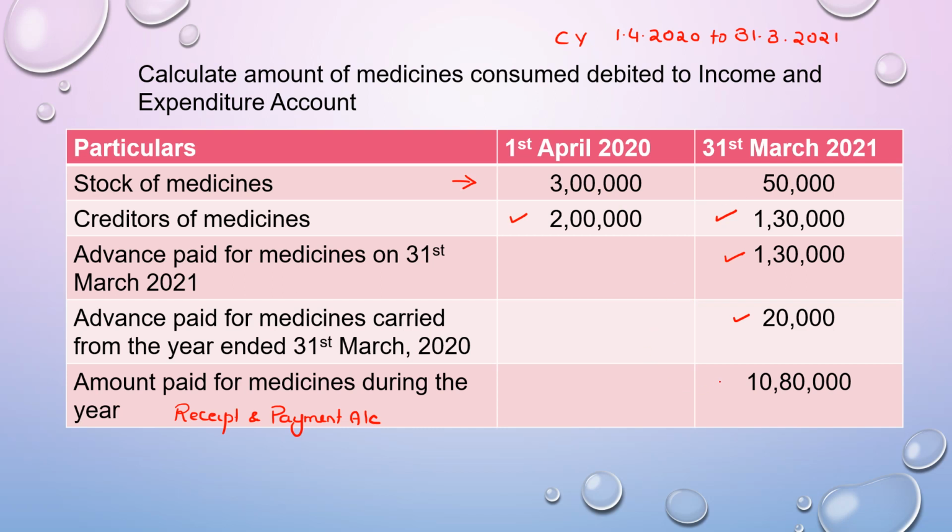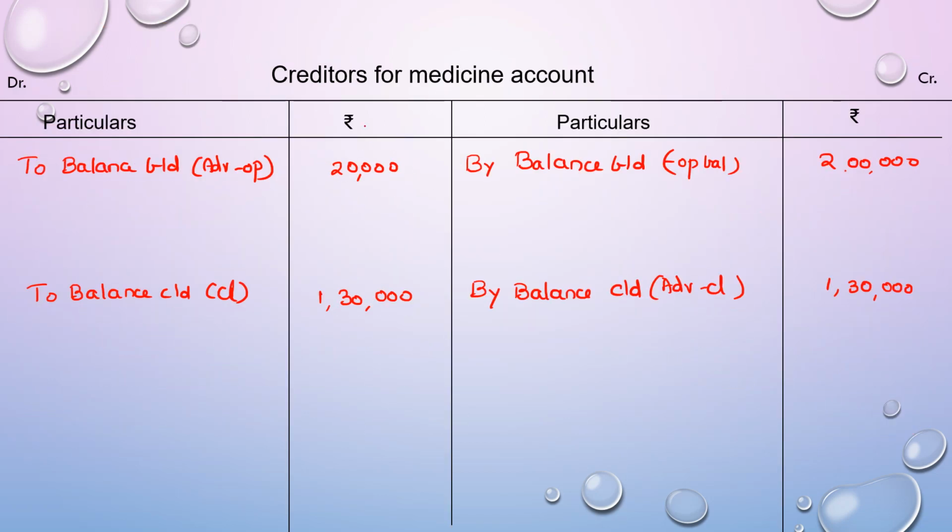Now, the only item that is left is the amount paid for medicine during the year, which is as per the receipt and payment account. This has been paid. Who is paid here? The creditors. So, the amount paid would come into the creditors account. When creditors are paid, what is the journal entry? Creditors account debit to bank account. So, it would come on the debit side to bank account. This is related to the payment made during the year.